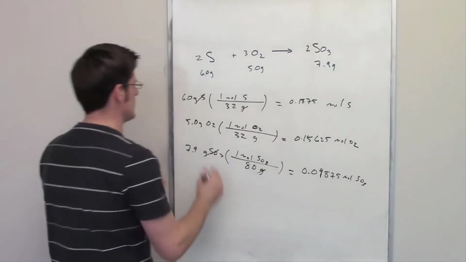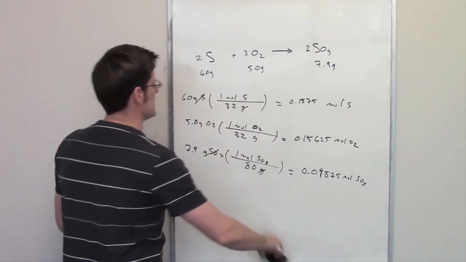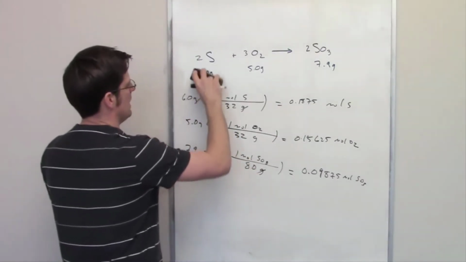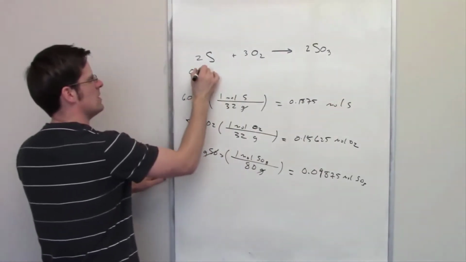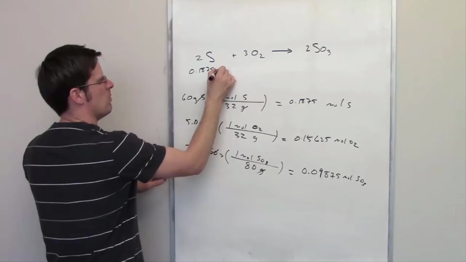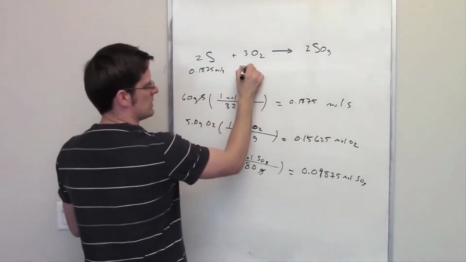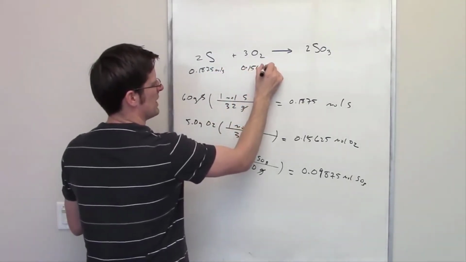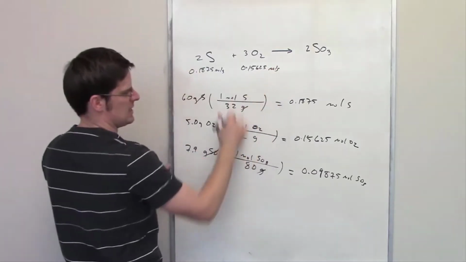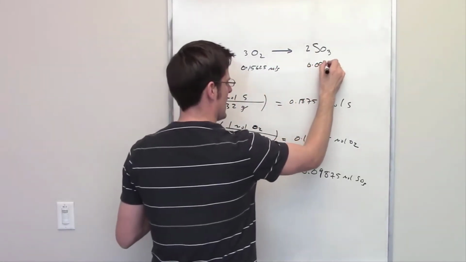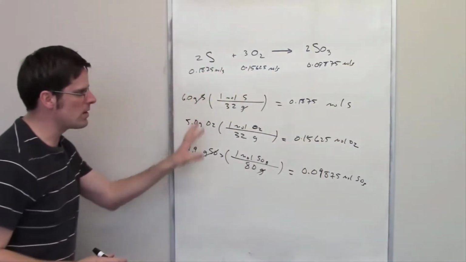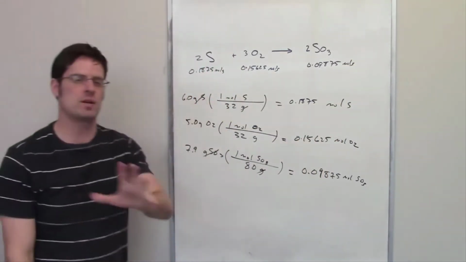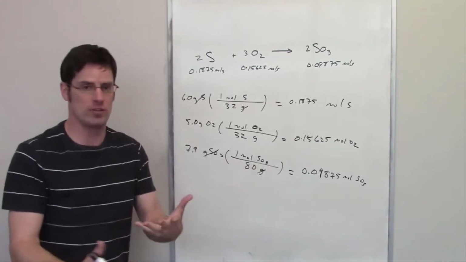So what I'm going to do is basically erase these amounts, the grams, and rewrite moles. So I've got 0.1875 moles of this thingy, 0.15625 moles of that thingy, and then 0.09875 moles of SO3. Now, in order to give myself room on the board, I'm going to go ahead and erase this, so feel free to pause and take note before it's gone.